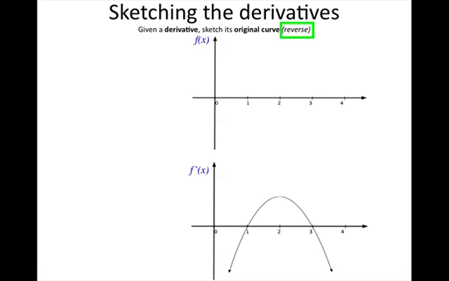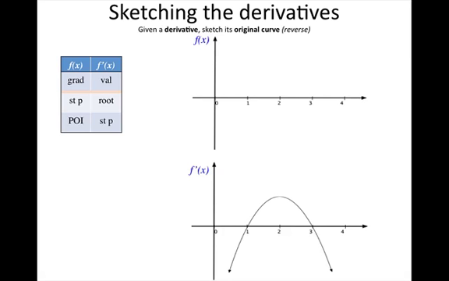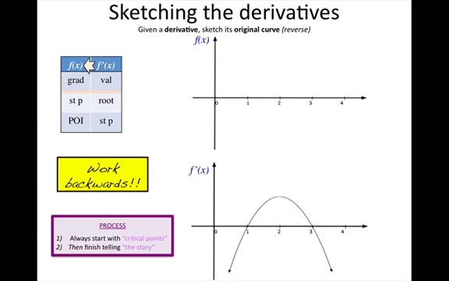So there you can see they've given us the f dash x, and they're asking us for the f of x. So draw out your cheat sheet, draw out your little box there. But now what we're doing is we're actually going to be working backwards, going from the f dash x to the f of x. So we work in backwards. So the process is still the same. Start with the critical points, then finish by telling the story.